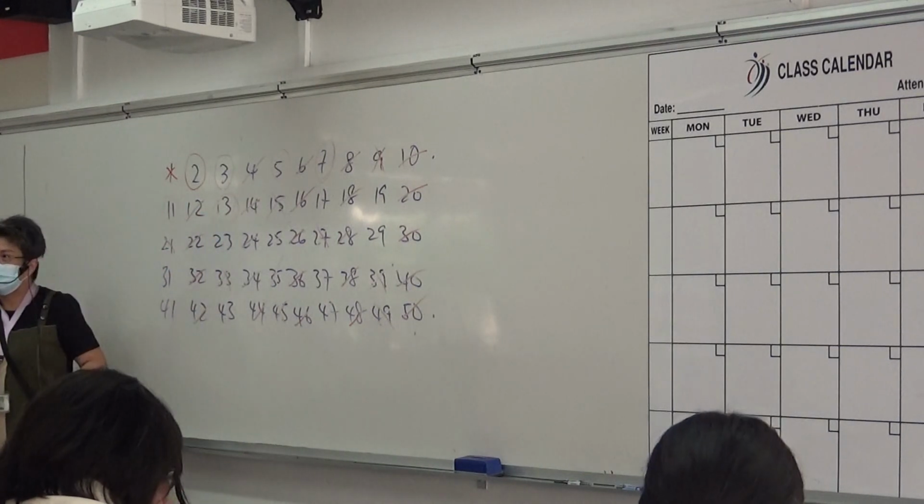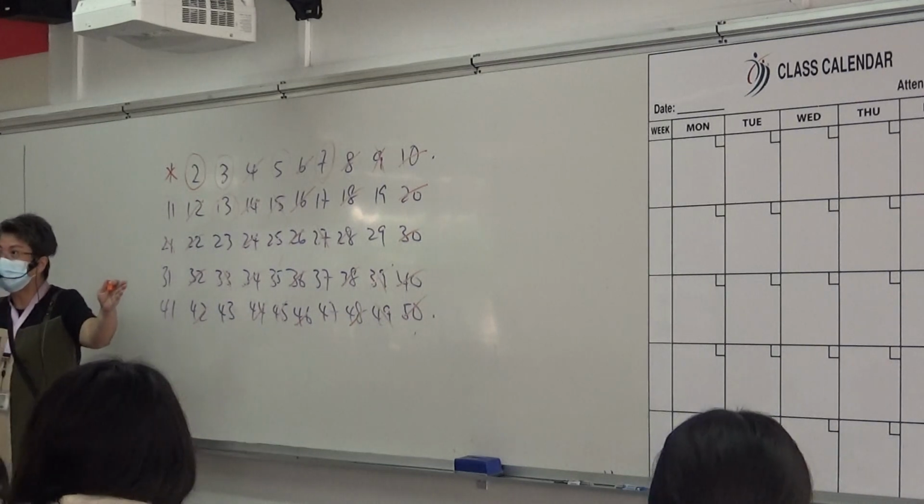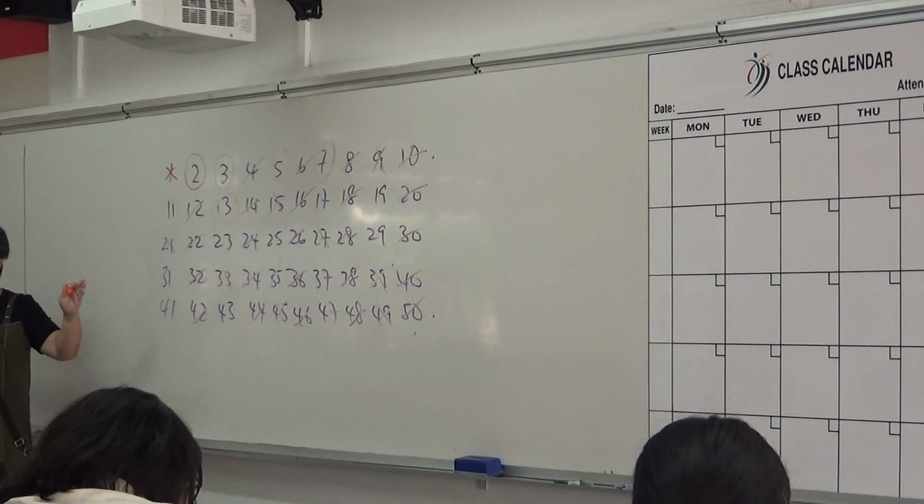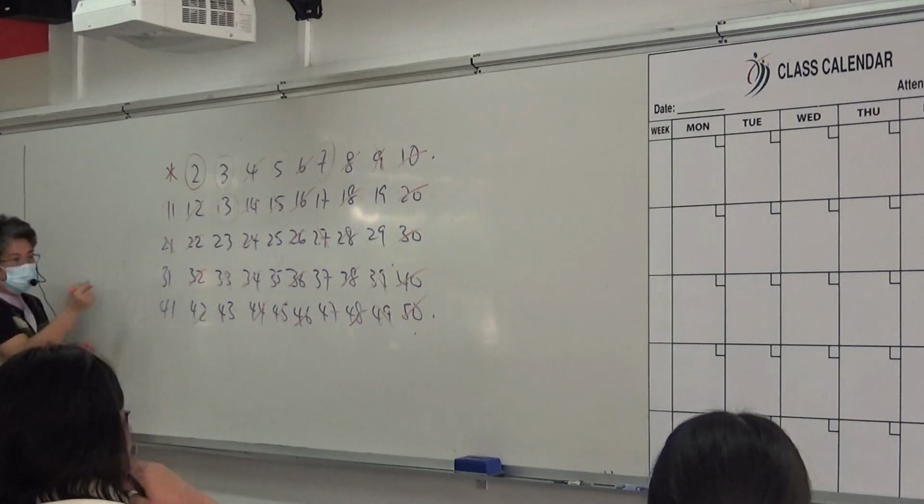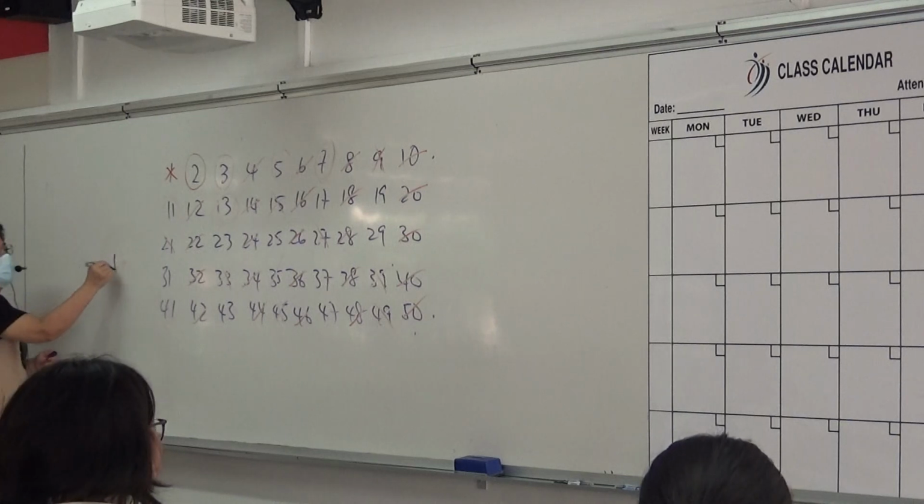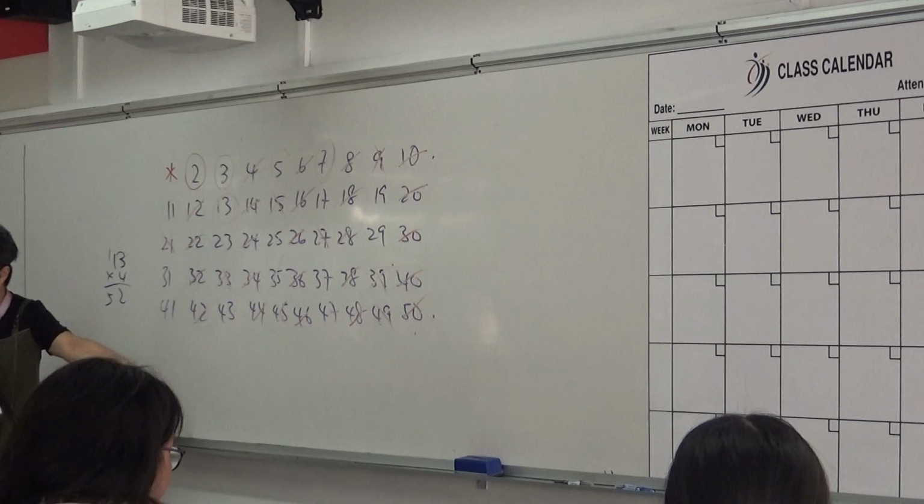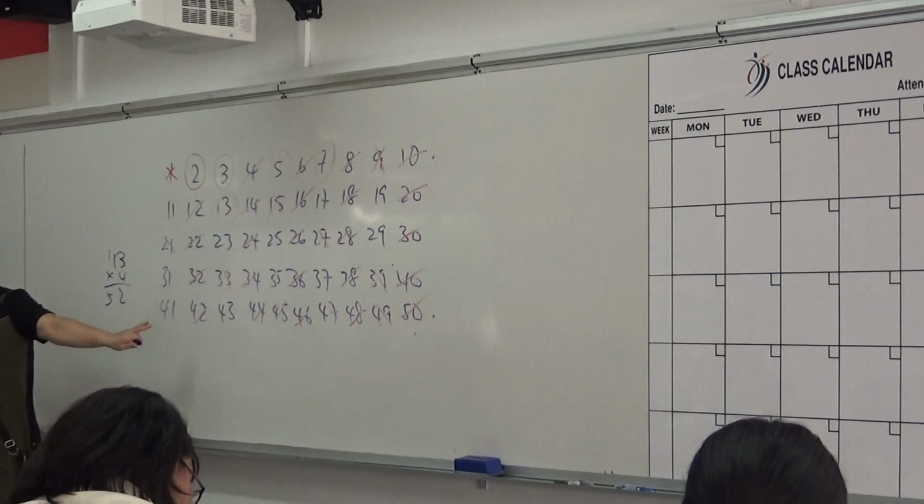13. 13 will have what? 26, what else? 39. What's 13 times 4? 52. Of course, you can go and cancel 52 now, I'm only going up to 50. Are we clear?